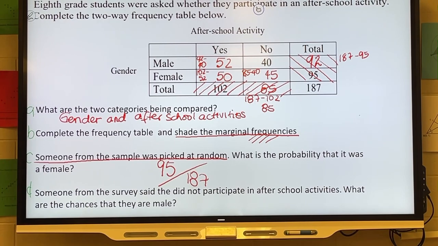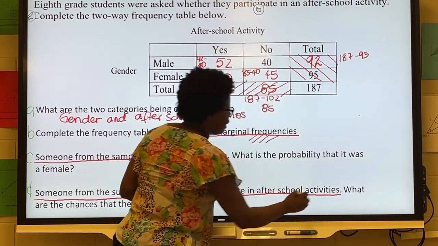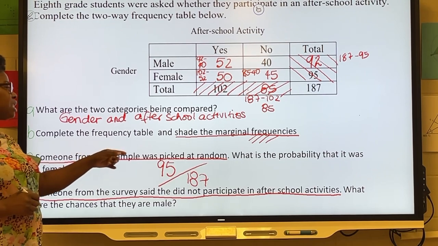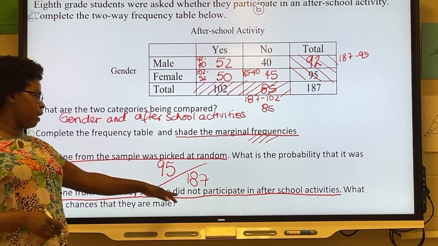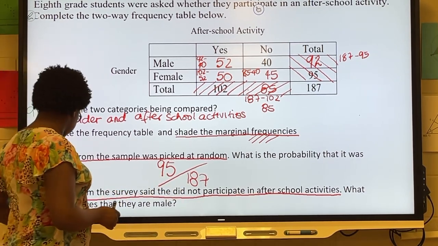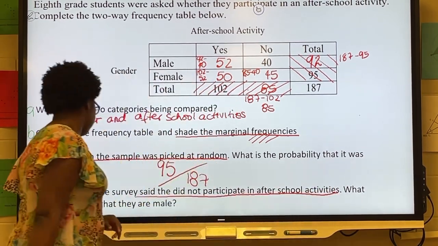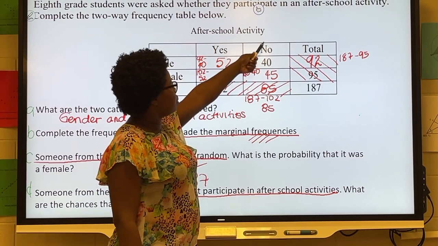Alright, so let's do the next one. So someone from the survey said they did not participate in after-school activities. Very important. Look at that. Someone from the survey said they did not. So in this question, you realize it's different from part C, because part C is saying that someone was picked at random from the entire group. But part D says someone from the survey said they did not participate. So let's erase that part. So they said they did not participate in after school activity. Either yes or no. So our group is no.